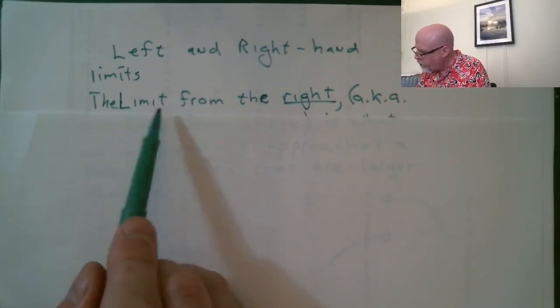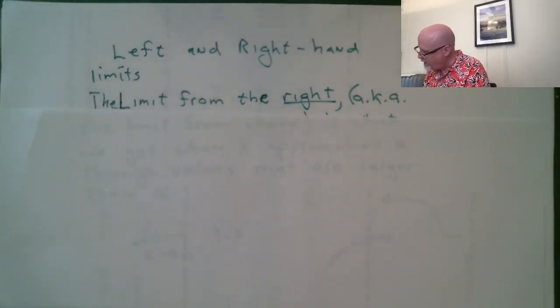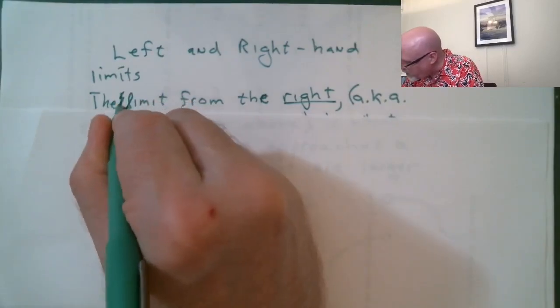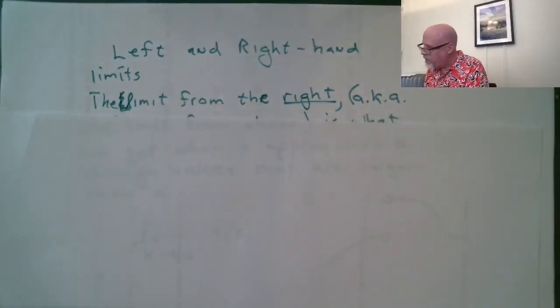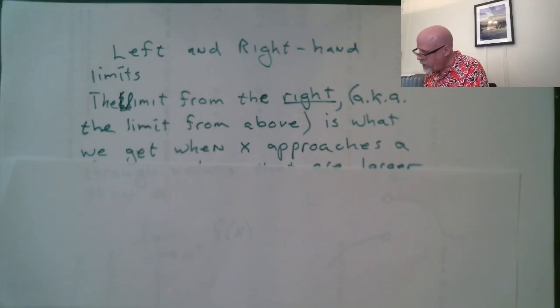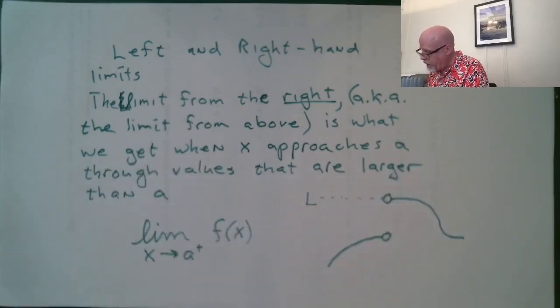I'm sorry, when I was writing this, I got a little funky with my printing, but that probably should be a lowercase L there. Now it's even uglier. Anyway, the limit from the right, people also will call that the limit from above, is what you get when x approaches a through values that are bigger than a. And here's how you write that. The limit as x goes to a, the plus means either from the right or above. Those are values larger than a.